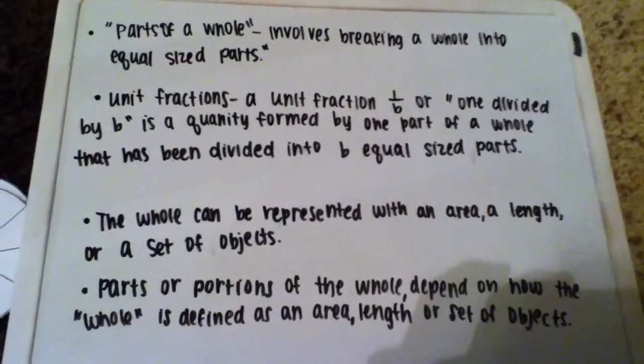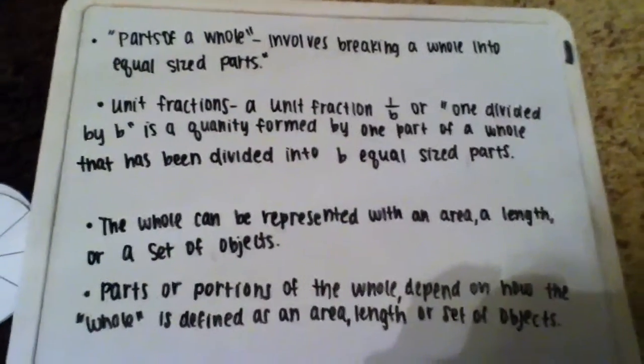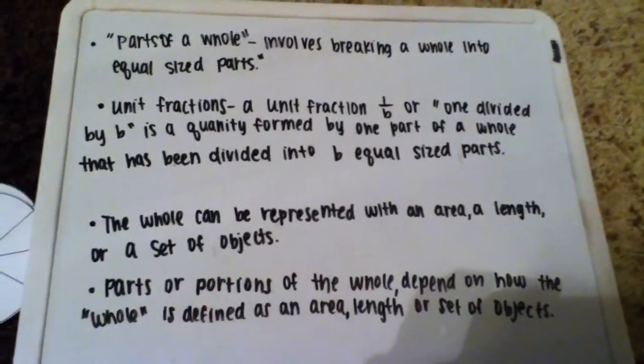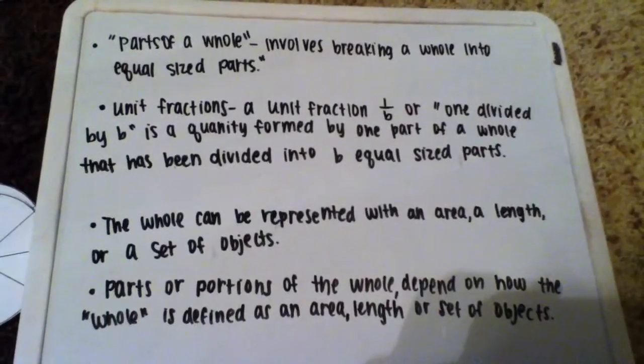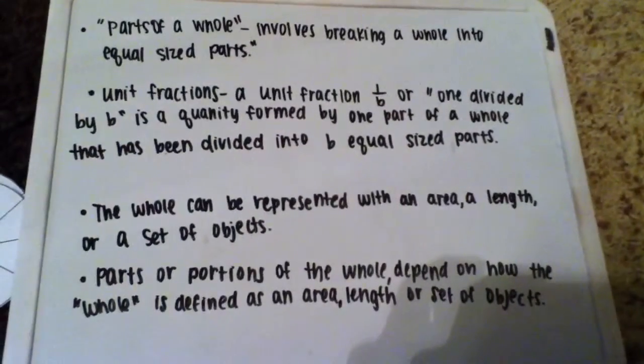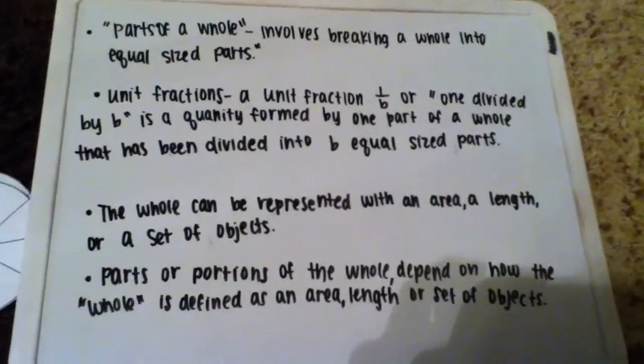Something to keep in mind for both of these definitions is that we're using equal-sized parts throughout the lesson and in our examples. Also, the whole can be represented with an area, a length, or a set of objects. And the parts or portions of the whole depend on how the whole is defined in the beginning of the problem as an area, length, or set of objects.